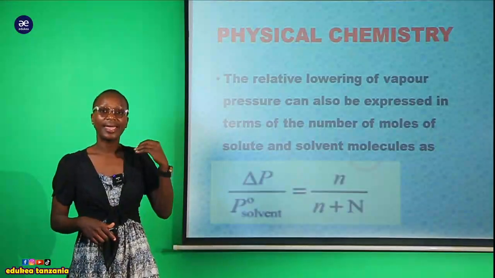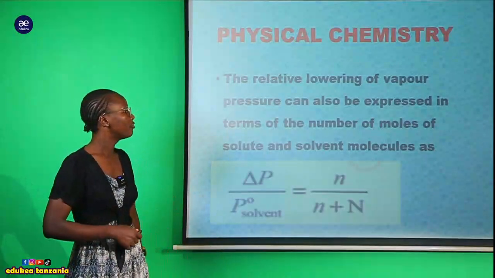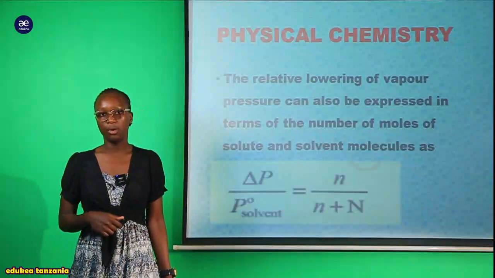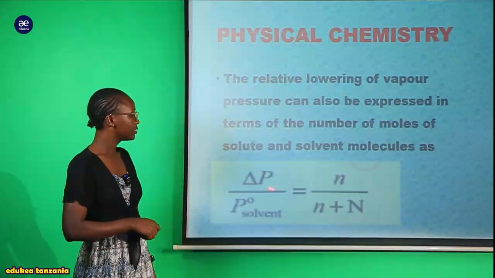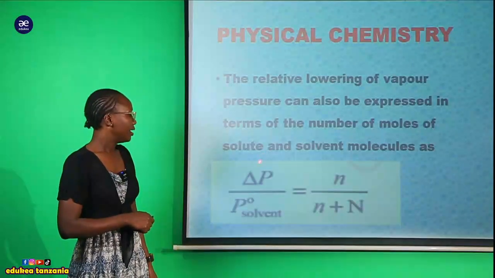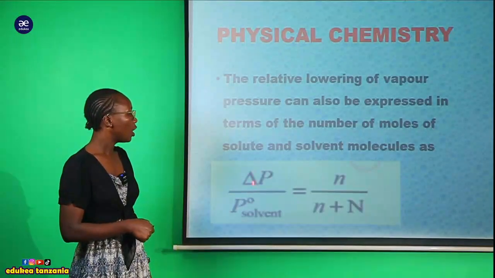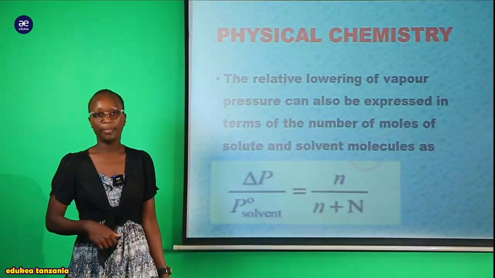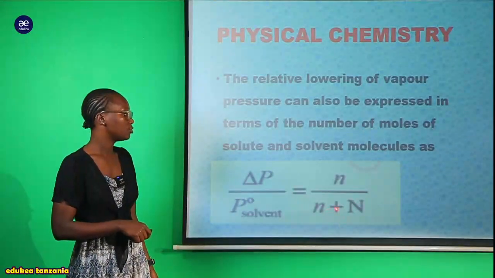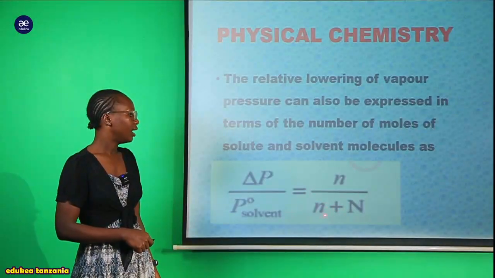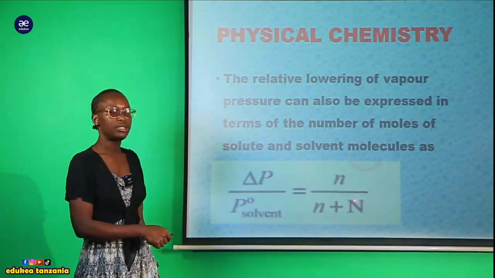Sasa tunaweza tukai express in term of number of moles of solute and the solvent molecule. So it can be expressed in this way. So the ratio, which is lowering vapor pressure over this pure vapor pressure of the solvent, it will be equal to number of mole n over n plus capital letter N.